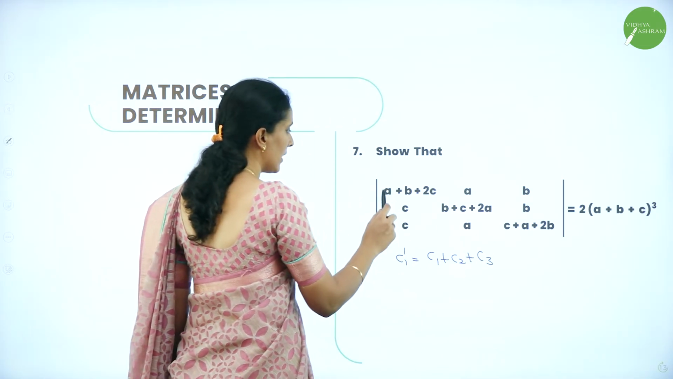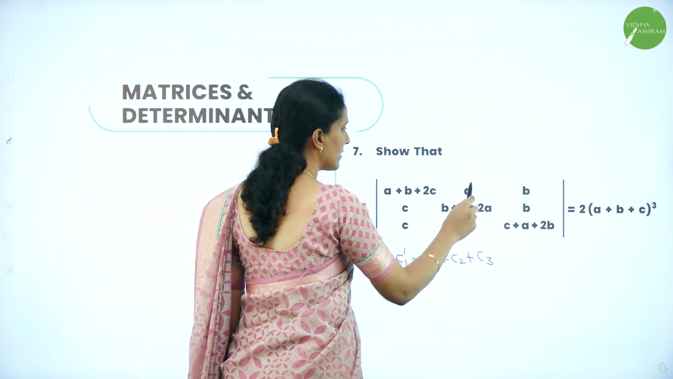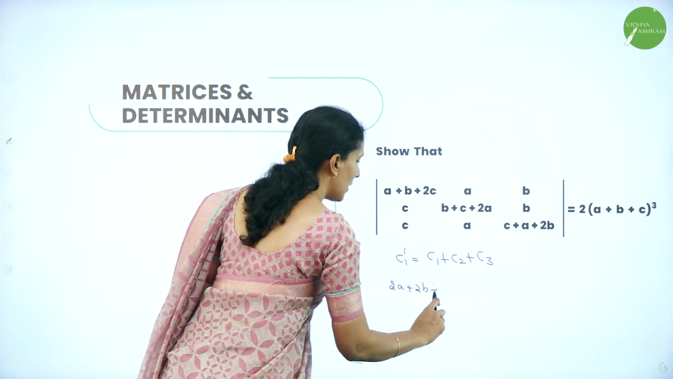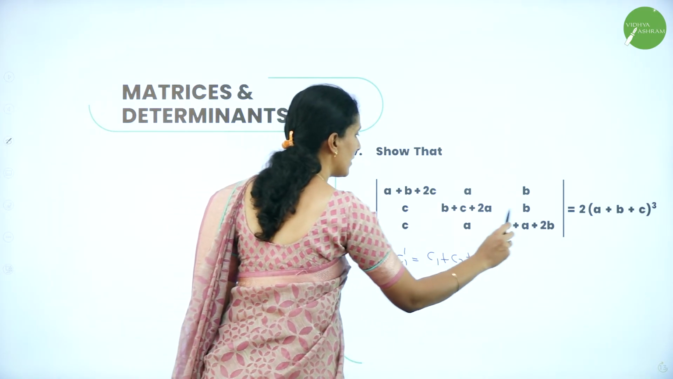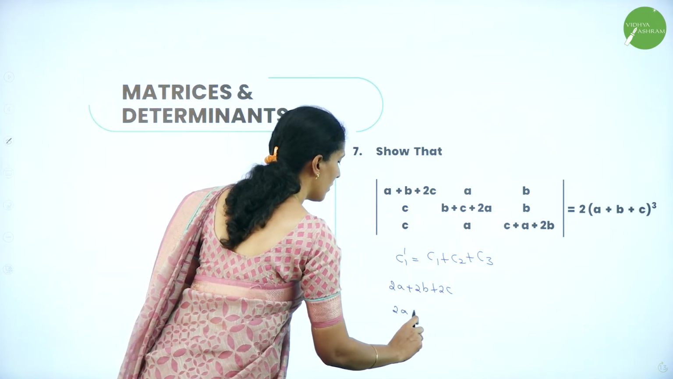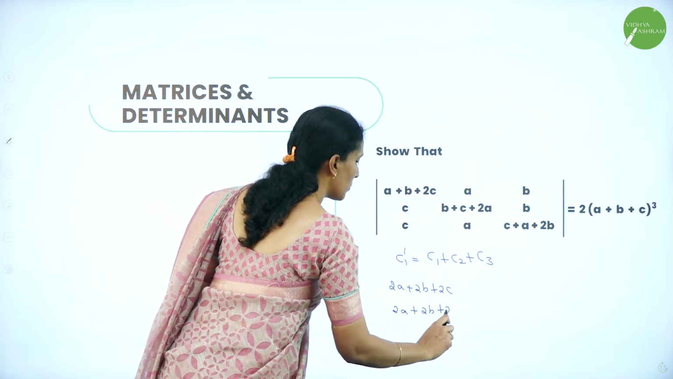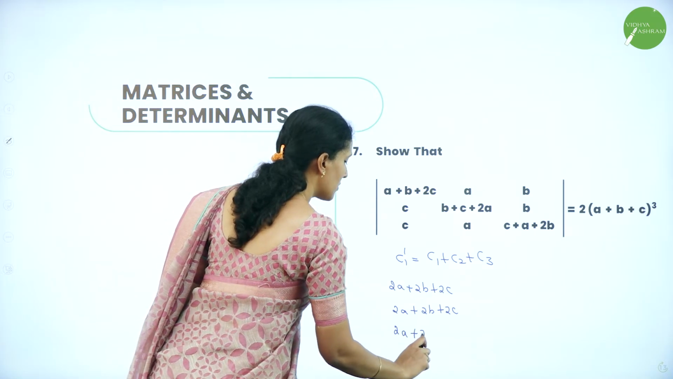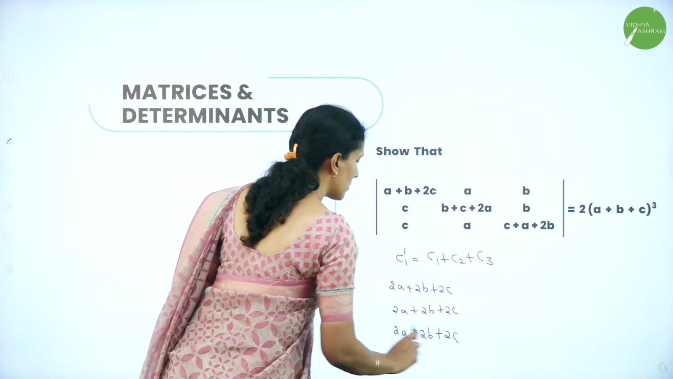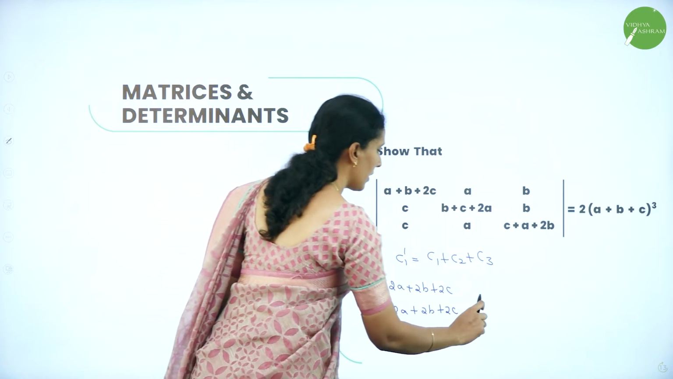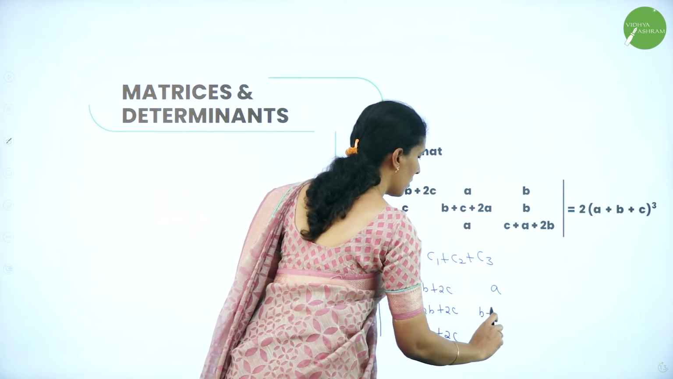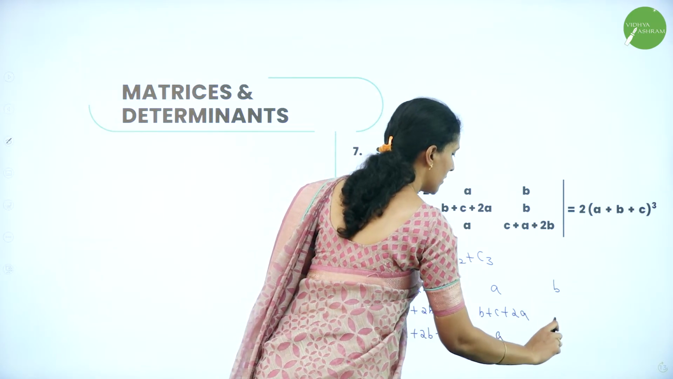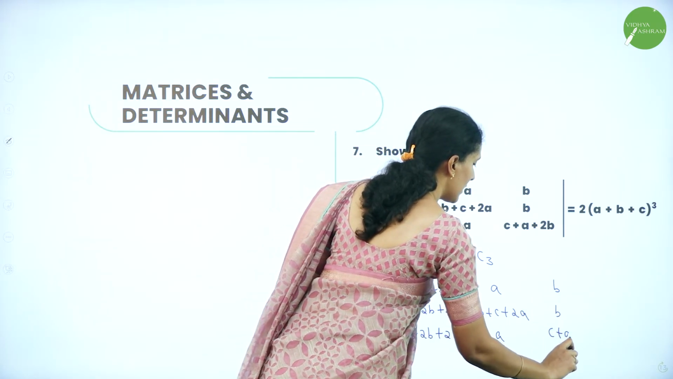Then what happens? A plus B plus 2C plus A plus B becomes 2A plus 2B plus 2C. Similarly, when you add this column, you will get 2A plus 2B plus 2C. Similarly, again when you add, you will get 2A plus 2B plus 2C. So this is your first column. Write the remaining columns as they are: A, B plus C plus 2A, A. Next, B, B, C plus A plus 2B.